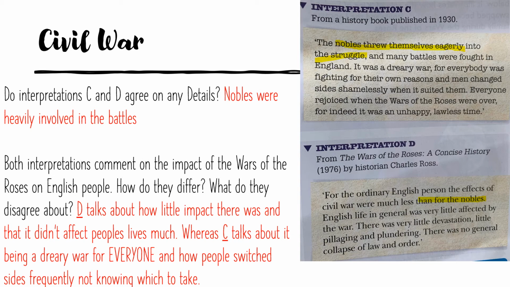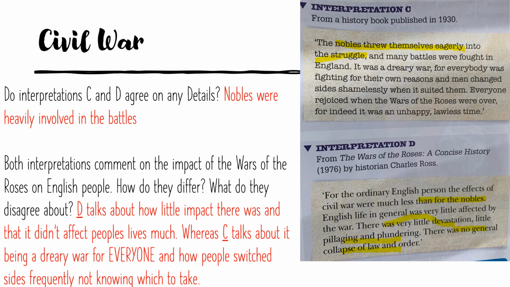So both interpretations talk about the impact, but what do they differ on? So I spoke about how interpretation D talks about how little impact there was and that it didn't really affect people's lives. It talks about there was very little devastation, there wasn't much pillaging and plundering, there was no general collapse of law and order, everything was kind of okay.